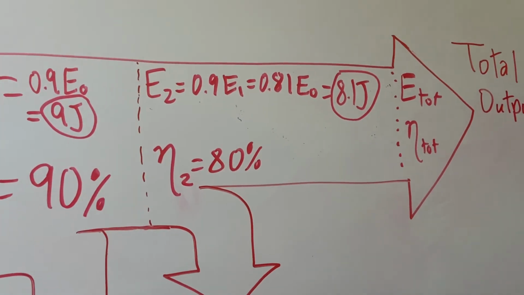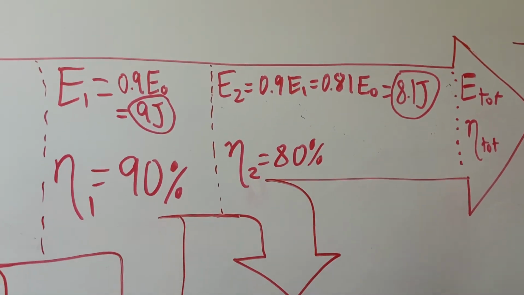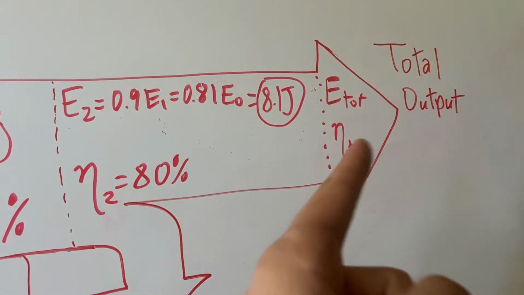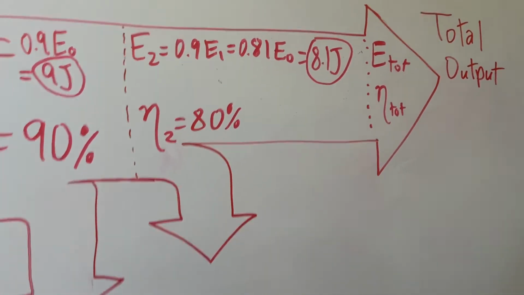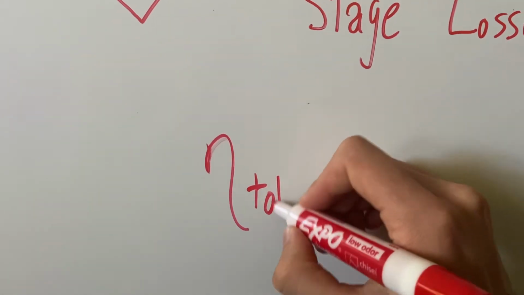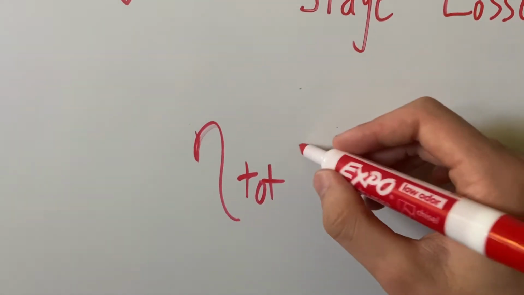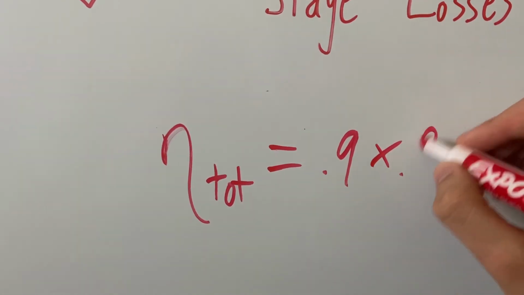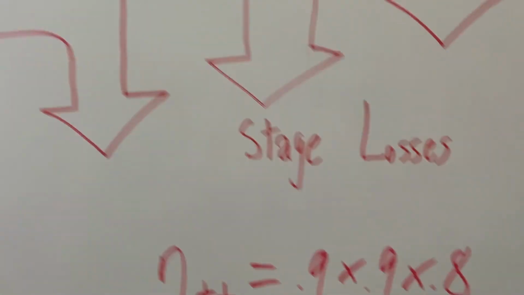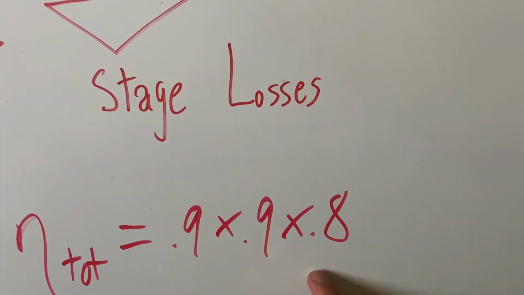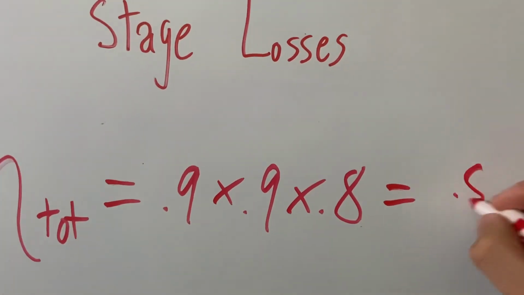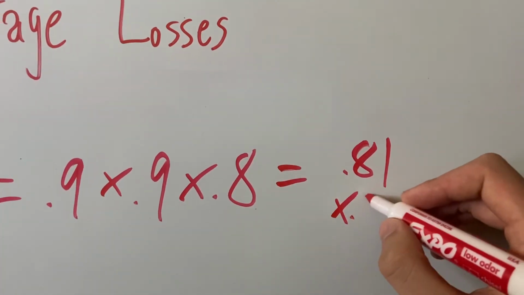Usually this will be a conversion, right? Because you're changing from one form to the other or transmitting energy from one place to another, hence the efficiency losses. So let's figure out what the total efficiency is and the total energy. So the total efficiency equals 0.9 times 0.9 times 0.8. That's 90% for the first stage we encountered, 90% for the second, and 80% for our final stage. So that's 0.81 times 0.8.